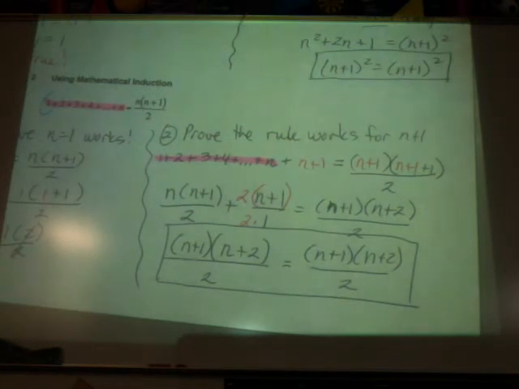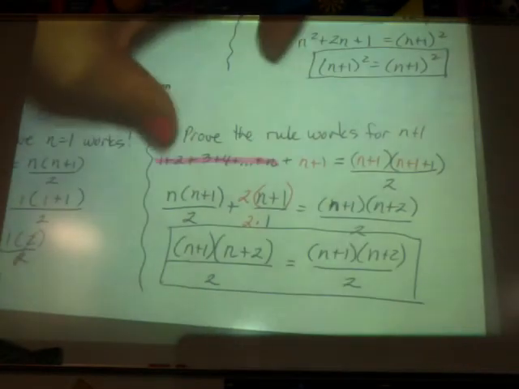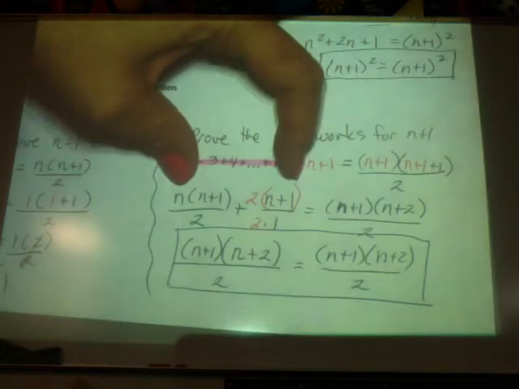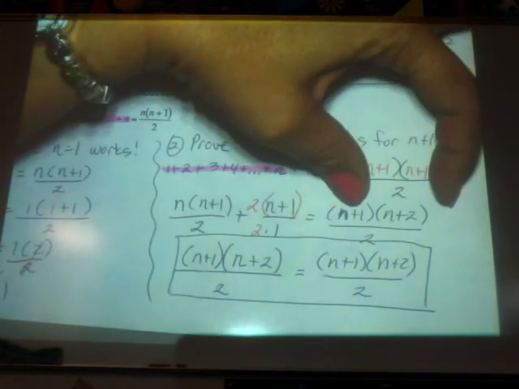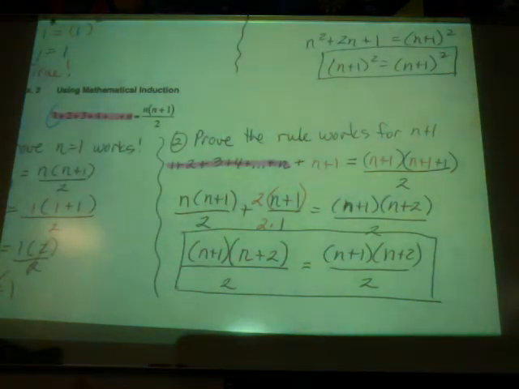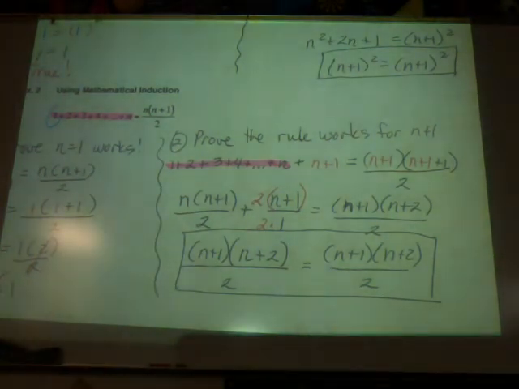Otherwise, this is what some of you would have done. You would have distributed the 2, right, and had 2n plus 2. You would have distributed the n and had n squared plus n. Since they're over the same denominator, you would have collected like terms, and you would have had a trinomial, wouldn't you? You would have then had to take that trinomial and factor it so it looked like that. Or FOIL this so it looked like that trinomial, right? Any of those three methods would be correct. But if you can use your algebra and take a shortcut, why not?